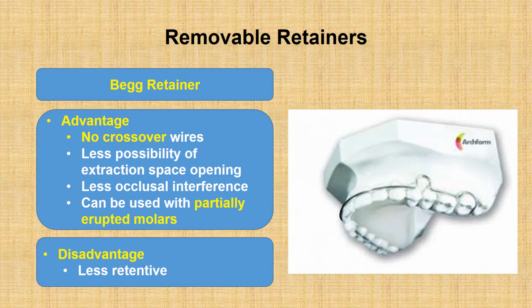The advantage of a back retainer is that there are no crossover wires anywhere in the occlusion, so there is less possibility of the extraction space opening and less occlusal interference. It can also be used where the molars are partially erupted, which makes it difficult to provide a good Adams clasp. But the disadvantage is that it is less retentive compared to a standard Hawley design.